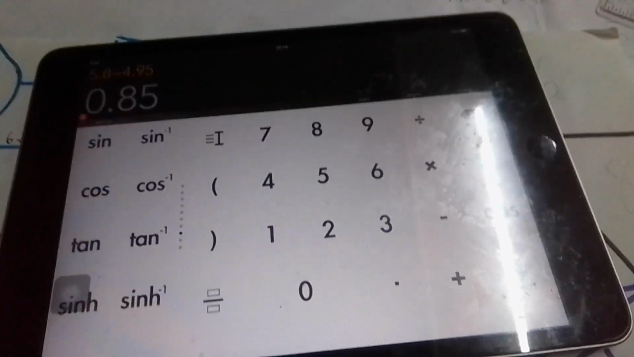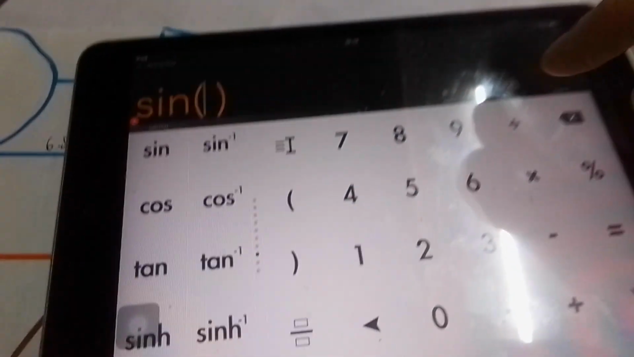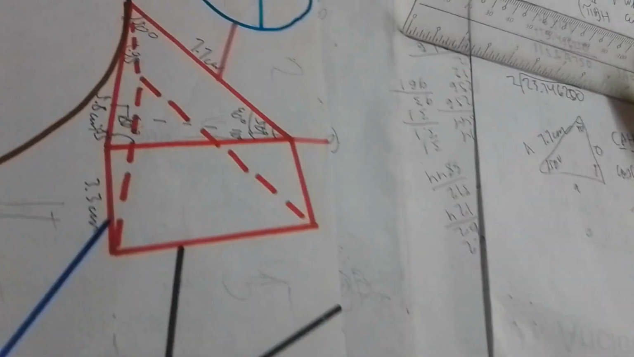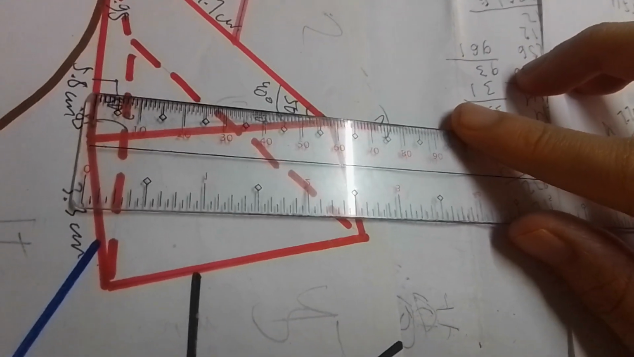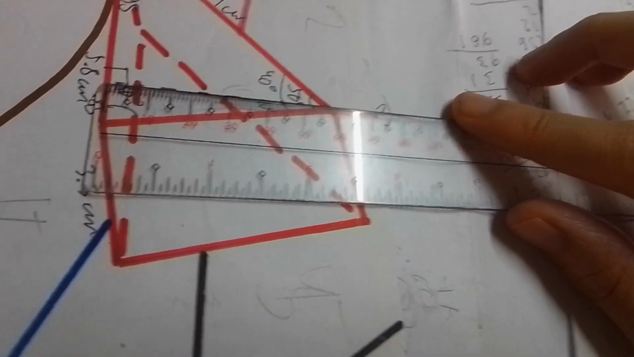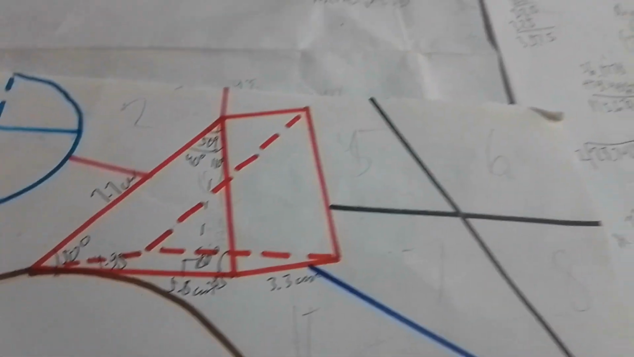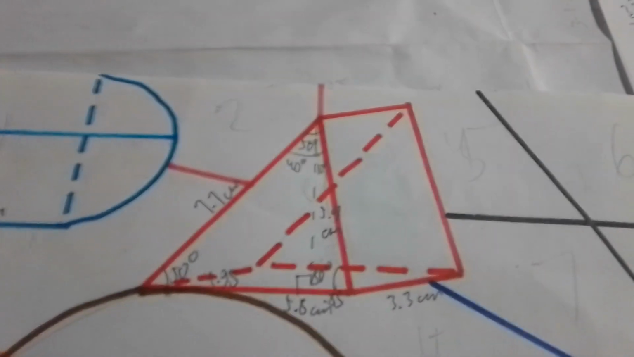Alright? So let's plug this into our calculator to get the answer. So we have the sine of 50 times 7.7. Our height should measure 5.89, which is almost 5.9. Tama, malapit na, 5.9. We got it. Now we can already solve for the surface area and volume.